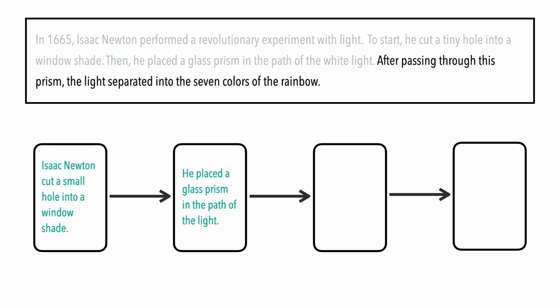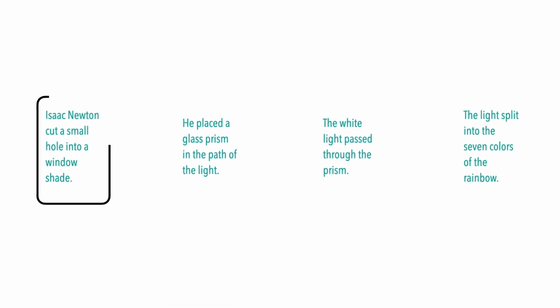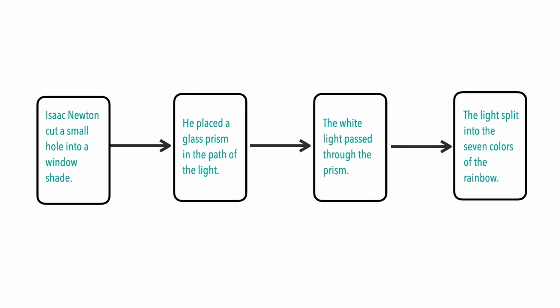After passing through this prism, the light separated into the 7 colors of the rainbow. The word after definitely sticks out here as a sequential signal word. We can actually spot 2 steps in this sentence. The light passes through the prism, and after that, it separates into the 7 colors of the rainbow. Nice! See how this flowchart helps us organize the sequential steps of this text?